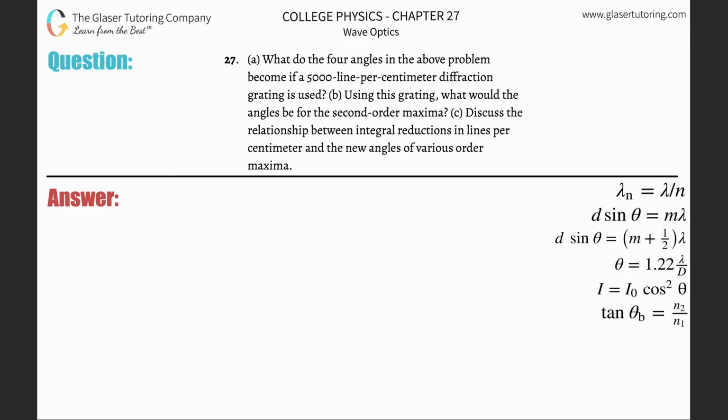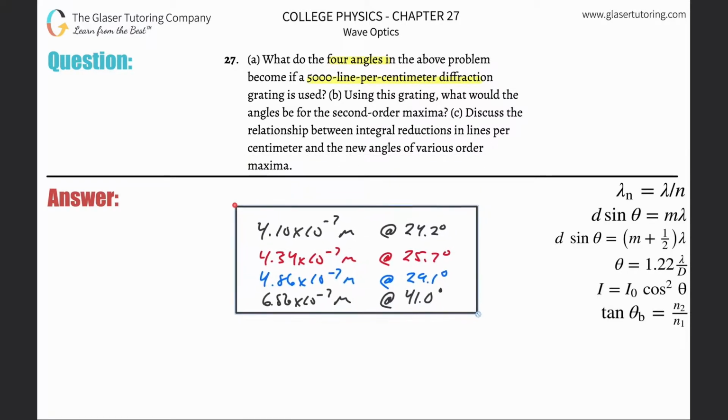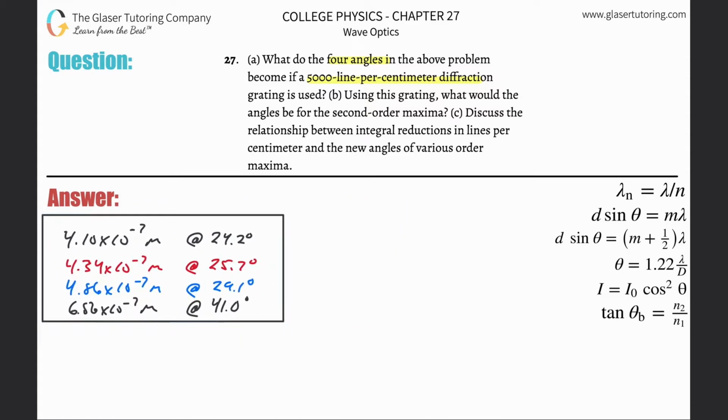27, letter A. What do the four angles in the above problem become if a 5,000 line per centimeter diffraction grating is used? All right, so these are some of the values from the last problem. Let's put them over to the side. These were the wavelengths with their associated angles. Now we're going to take these wavelengths and use them in our formula.